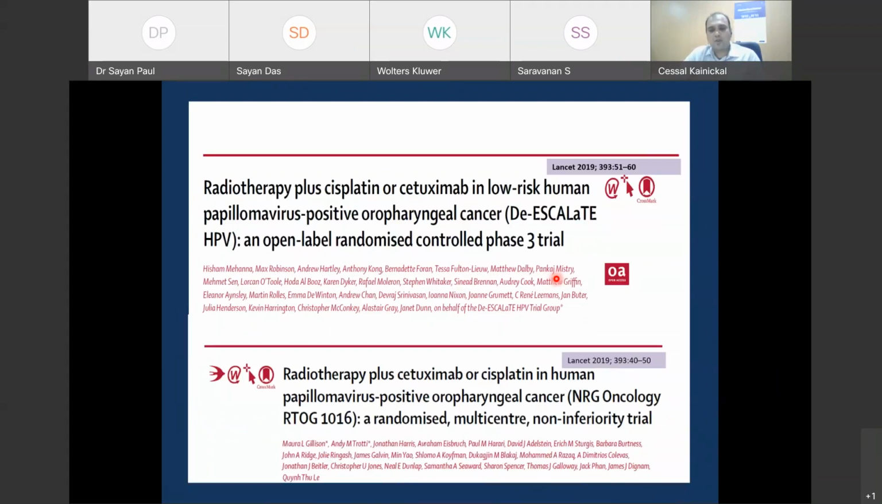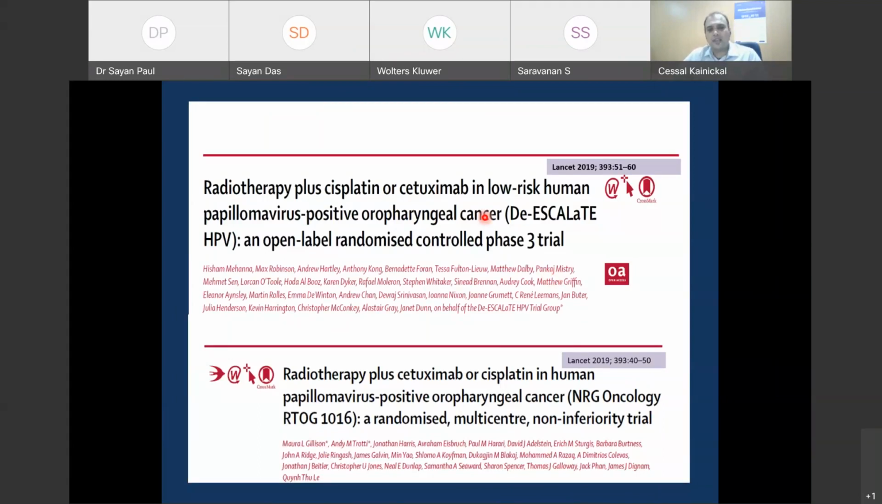There were 2 attempts. One from the American group, that is the RTOG 1016 trial, and the other from the UK group, the De-ESCALaTE trial. Both were published in the same edition of the Lancet in January 2019. The NRG trial, that is the RTOG 1016, was presented at the ASTRO annual meeting in 2018, and published in January 2019. There is a slight difference in the inclusion criteria between the 2 trials.